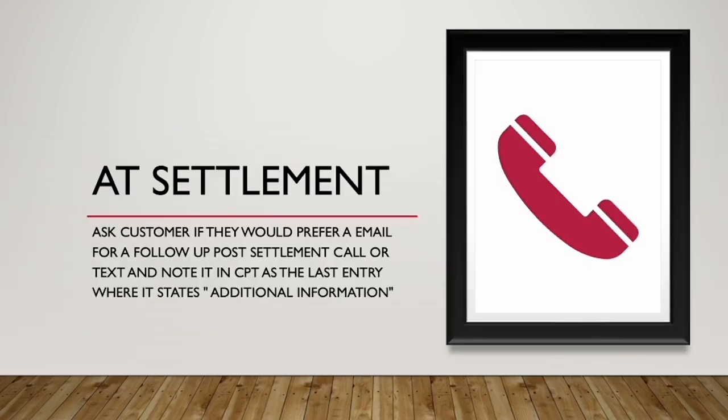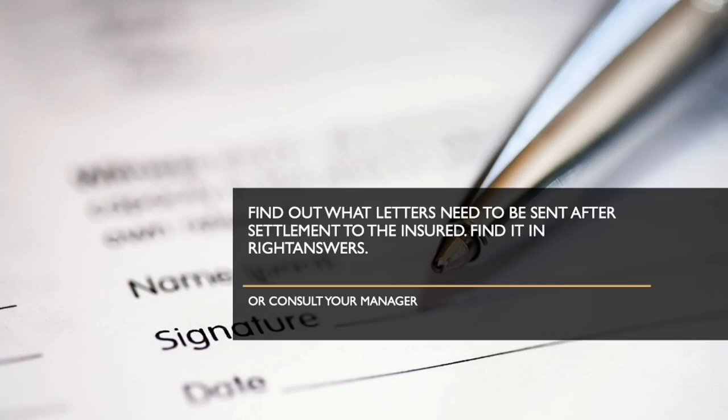At the settlement, ask the customer if they would prefer an email for a follow-up post-settlement call or a text, and note it in the CMS CPT system as the last entry where it states additional information. And lastly, find out what letters need to be sent after settlement to the insured. Find it in Right Answers when you're dealing with AAA insurance policies. Or you can always consult your manager.